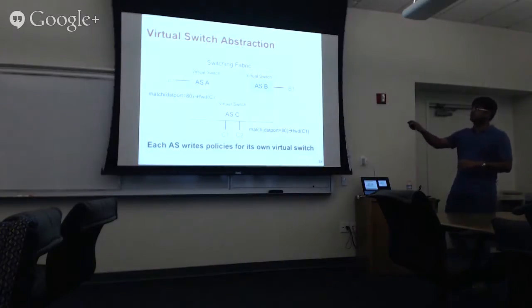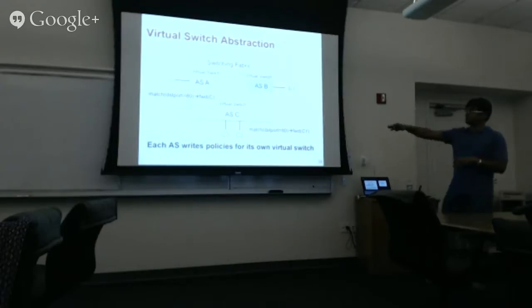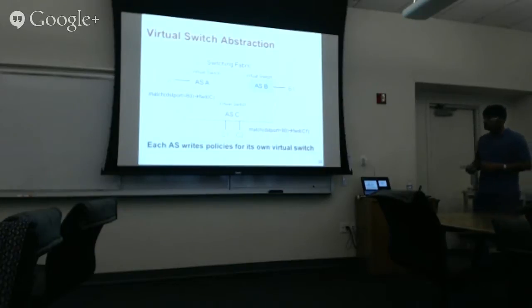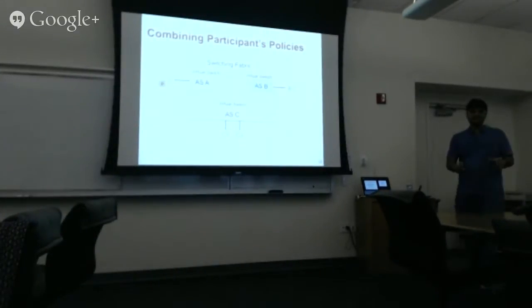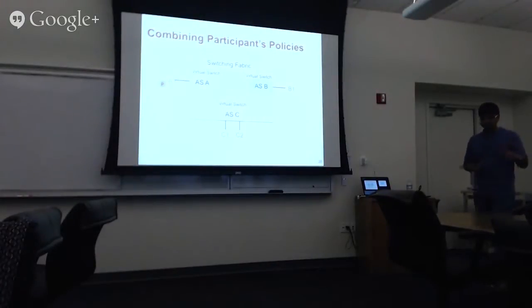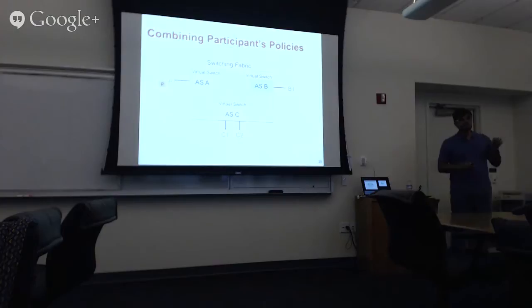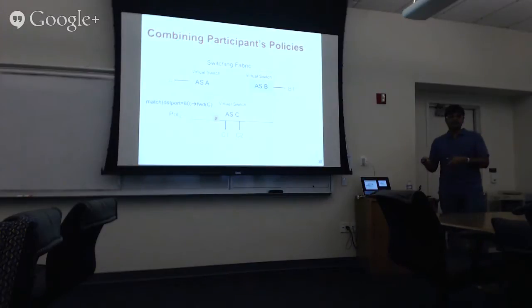So let me illustrate that with a simple example. We have a case here where AS A expresses a policy that maps destination port 80 forward to C, and that's for the virtual switch of AS A. Then for the virtual switch of AS C, there's a policy that if it's destination port 80, forward to C1. So we have a packet coming in with destination port 80. Because it is coming from A's network, it will go to the virtual switch of AS A. Then we apply whatever policies are expressed for the virtual switch of AS A, which says that if it's port 80 traffic, then forward to C. So this packet goes to the virtual switch of AS C. Now we have the policies of the virtual switch of AS C, which says that if it's port 80 traffic, then it should be forwarded to C1. So it comes out by port C1.